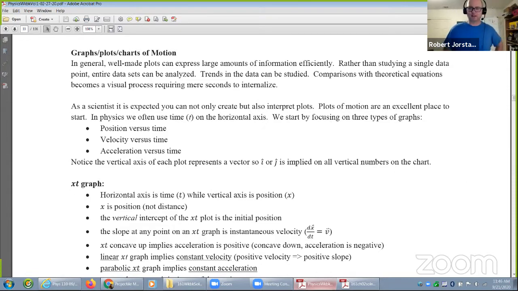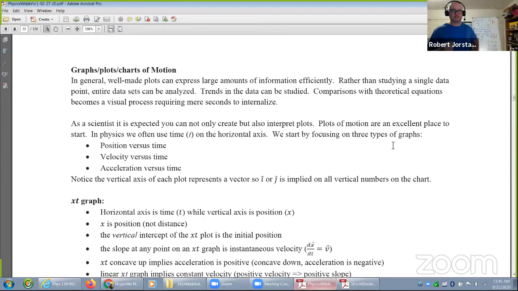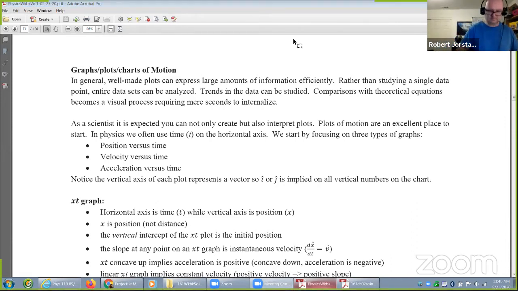Let's worry about that later. We're going to talk about this. This is page 31, graphs, plots, charts of motion. So I need to get a simulation set up. So you guys all get page 31 open in your workbook and start reading that while I get this next simulation open, okay? So you guys are reading page 31.